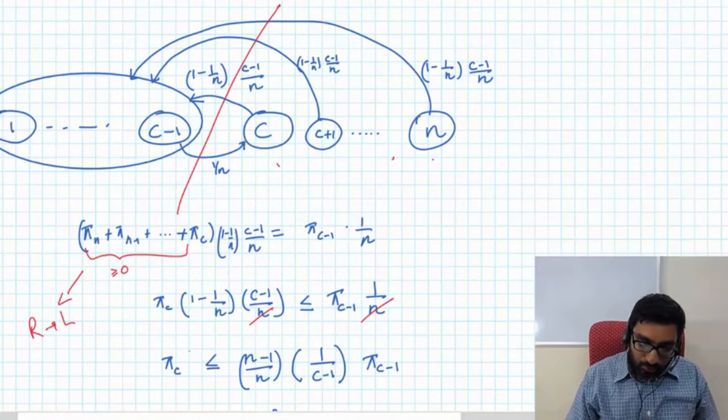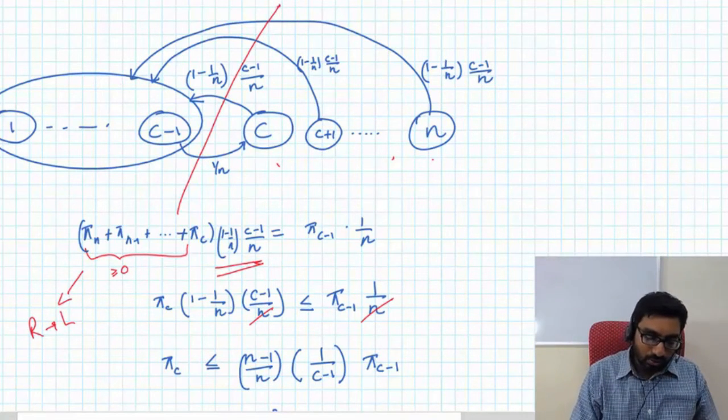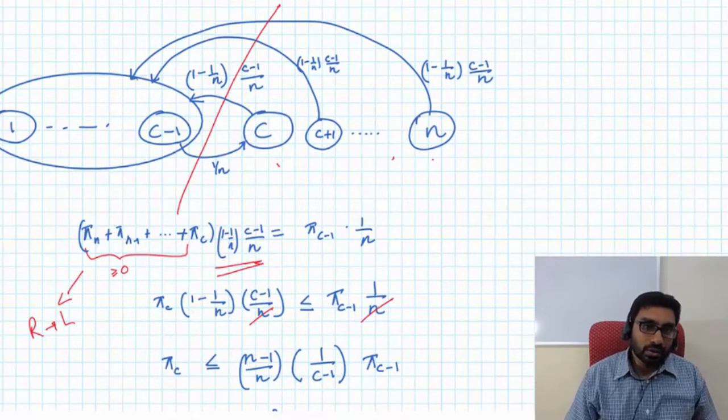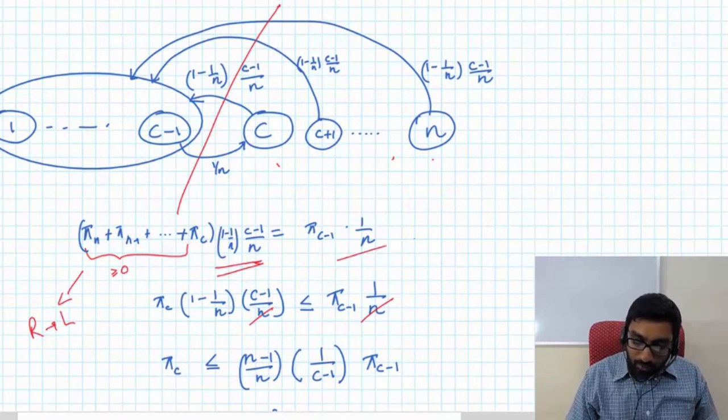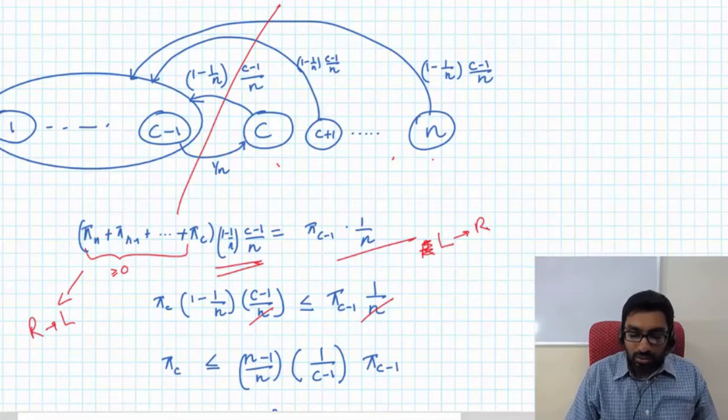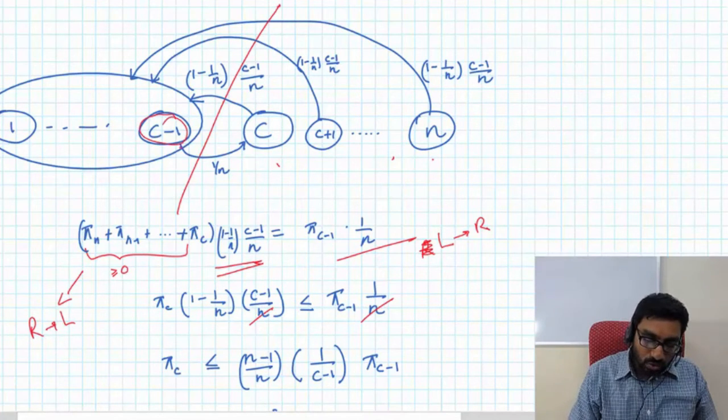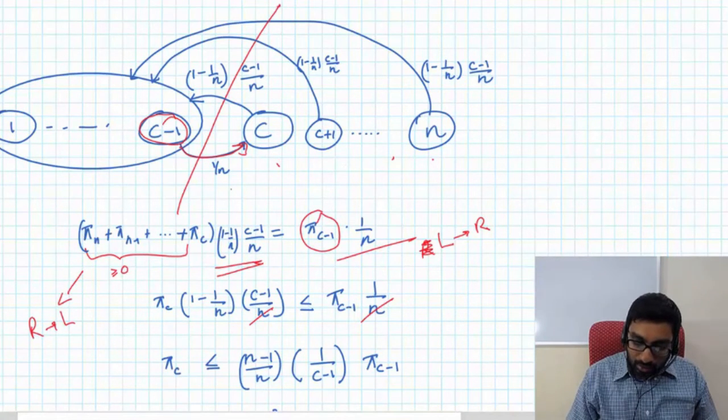And then for each one of them, with this probability 1 minus 1 over n times c minus 1 over n, we will be transitioning into the left side. And we're treating the whole left side as one virtual state. So we don't know where we will be transitioning into, but we'll be transitioning into one of the states in the left side. And that should be equal to, and notice while you're going from left to right, you cannot transition from any state in the left to a state in the right. You can only go from c minus 1 to c. Okay, so that's why here we only have pi c minus 1, and then the probability that we'll actually make that left to right transition is 1 over n.